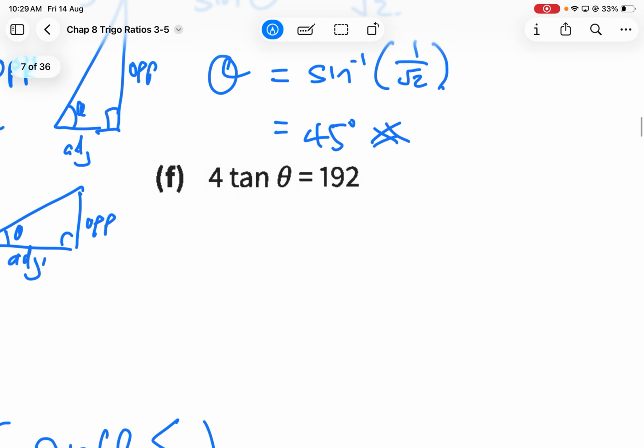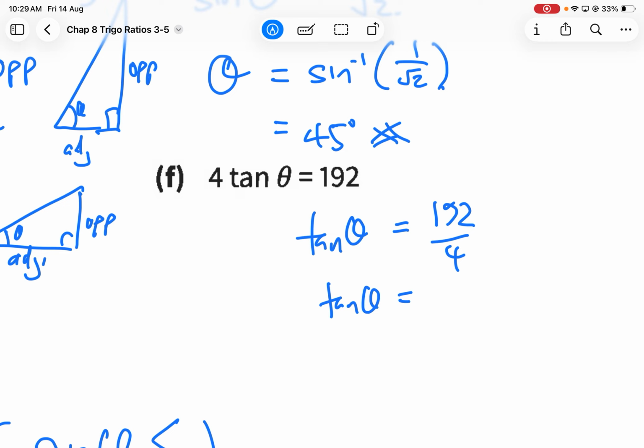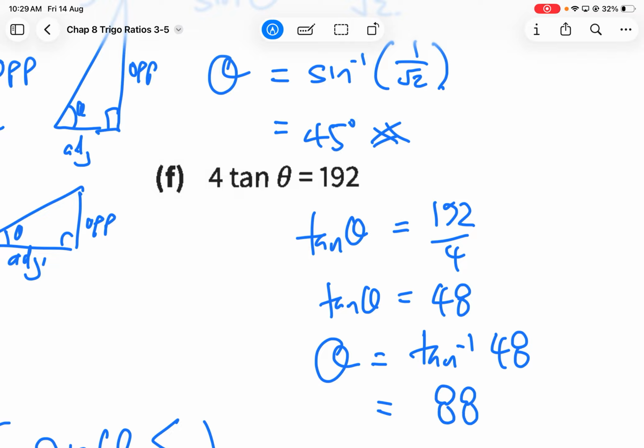Okay, F. F, by now should be quite easy. Tangent theta is equals to 192 divided by 4. 48. Then I want to find back the angle. I tangent inverse 48. Good suggestion. 88.8.